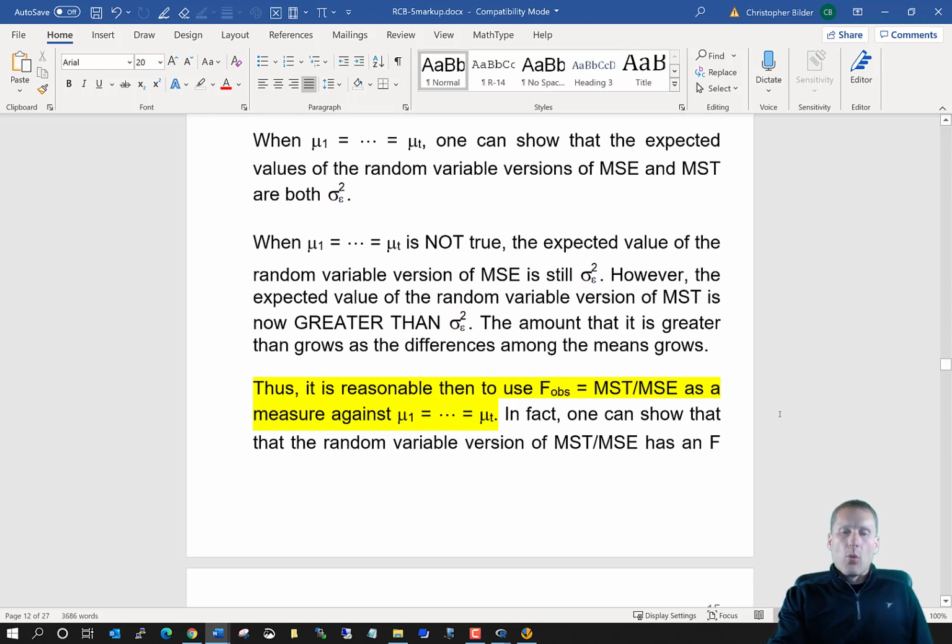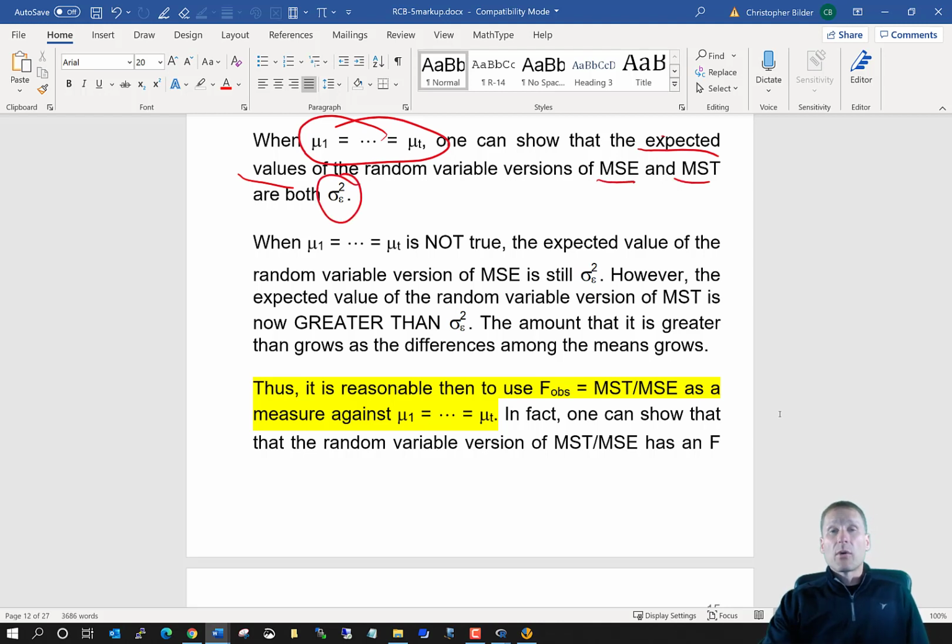Now, when the treatment means, the factor level means, the population means are equal to one another, one can show that the expected values of the random variable versions of MSC and MST are equal to sigma squared epsilon, just like what we had with a completely randomized design.